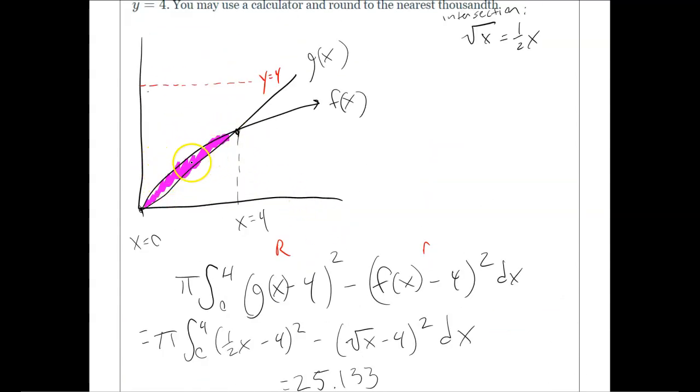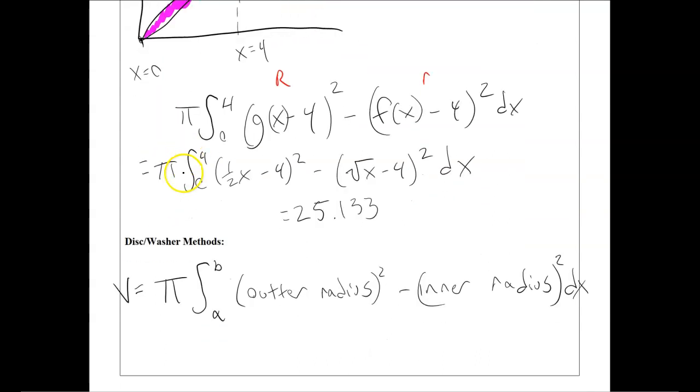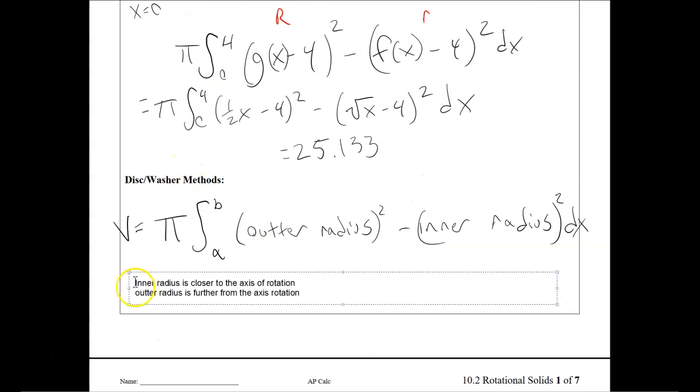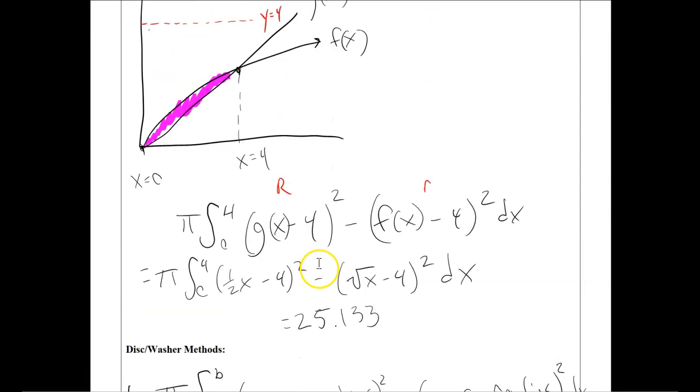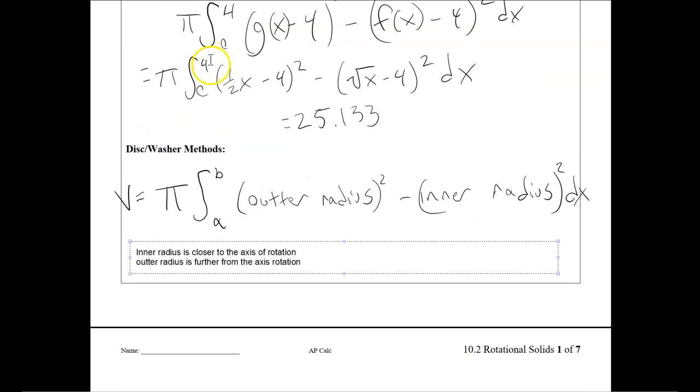The most challenging thing is going to be figuring out what your inner and outer radiuses are. The most common error or the most common challenge is figuring out what the inner and the outer radius is, right? So our inner radius here was f of x because it was closer to y equals 4. Our outer radius was g because it was further away. So it's like, what is the outside shell of this shape? So you can add this note here if you think it would be helpful.